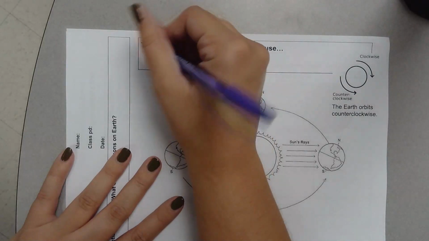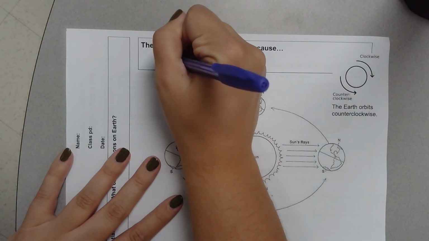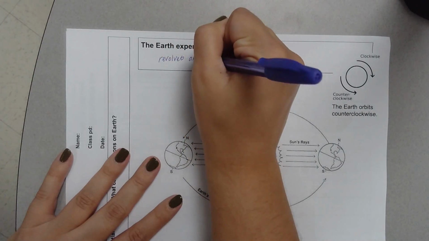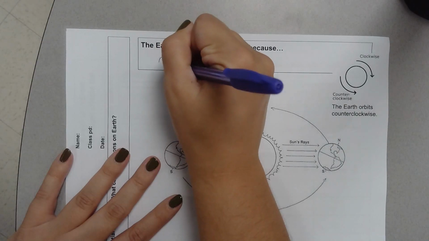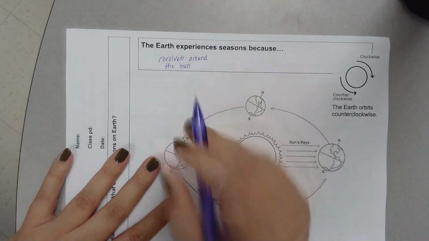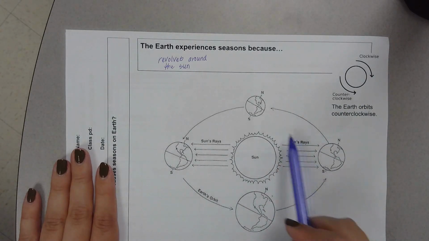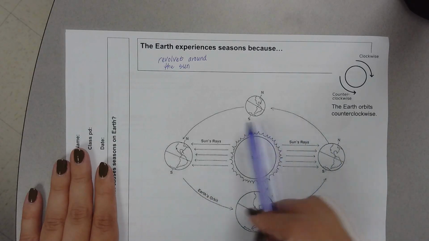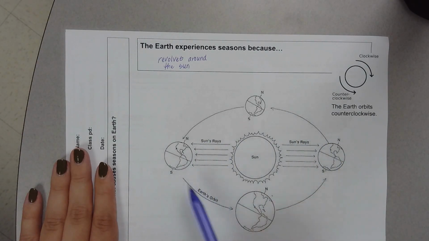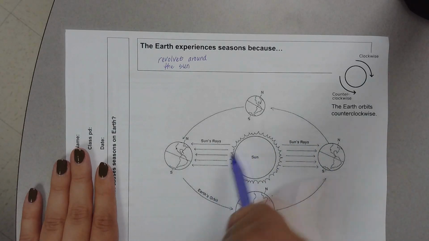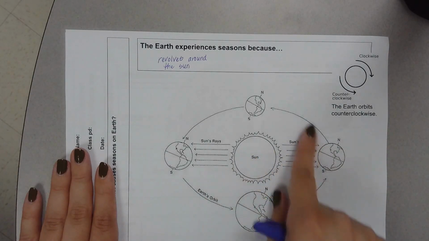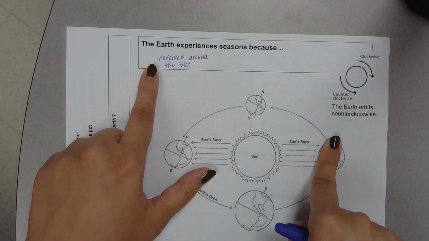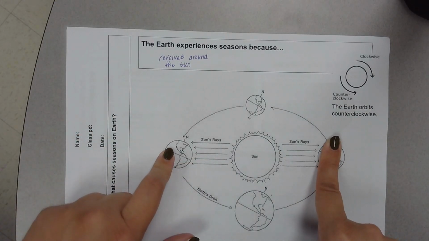Because Earth revolves around the sun. Revolution is where it moves in a circular or elliptical orbit around some sort of object. Rotation is when the Earth spins on its axis, but revolution is when it goes around the sun. So revolution is the thing that causes seasons.